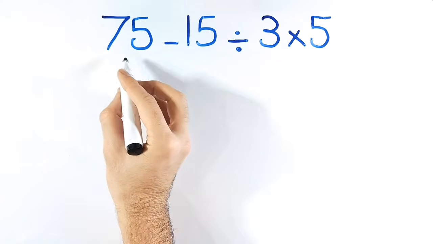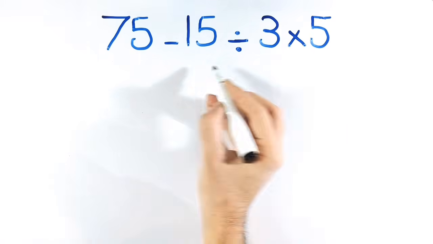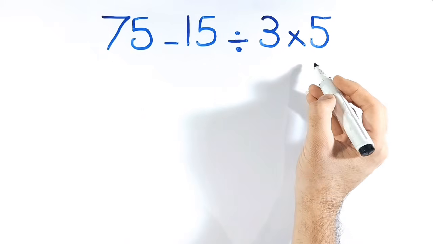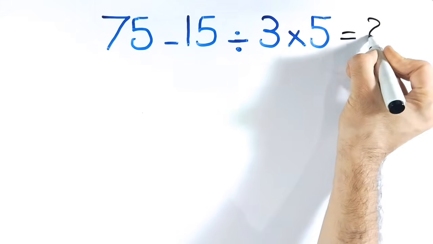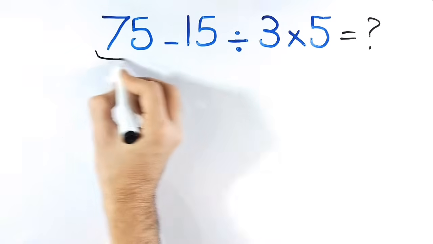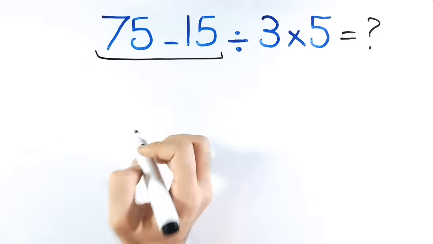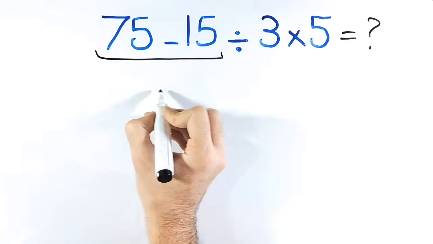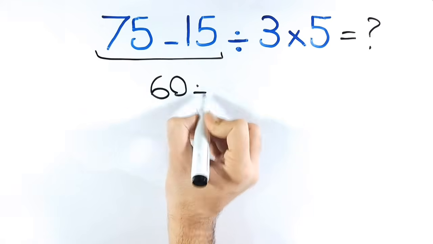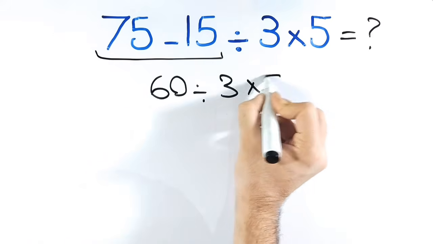If we have the expression 75 minus 15 divided by 3 times 5, then what is the correct answer of this question? Many people, when solving this question, first go to the subtraction between 75 and 15. And instead of this expression, they write 60 divided by 3, then times 5.